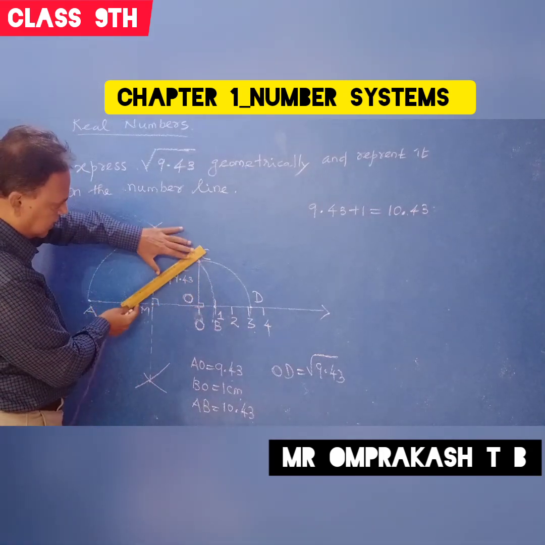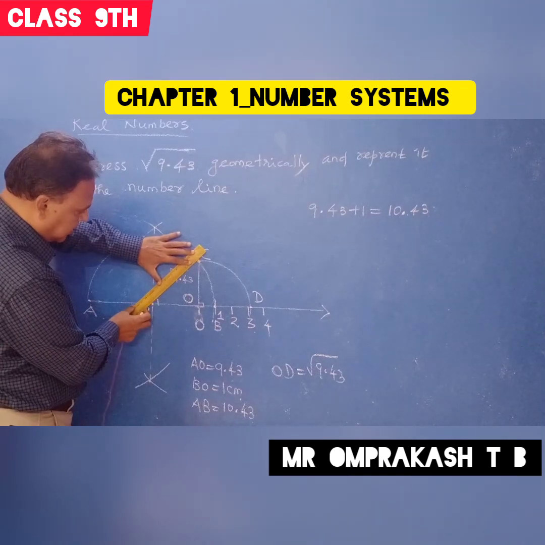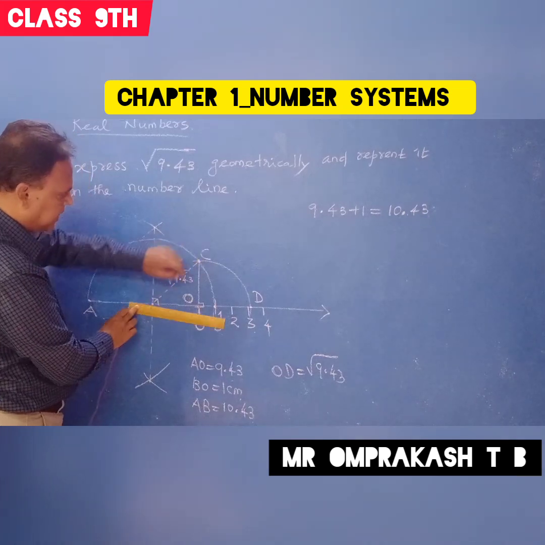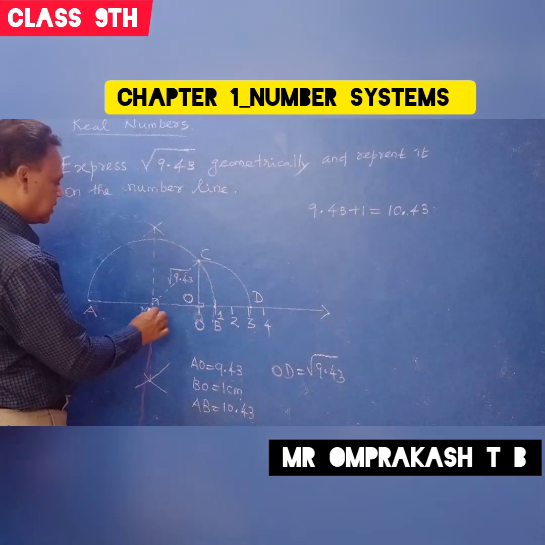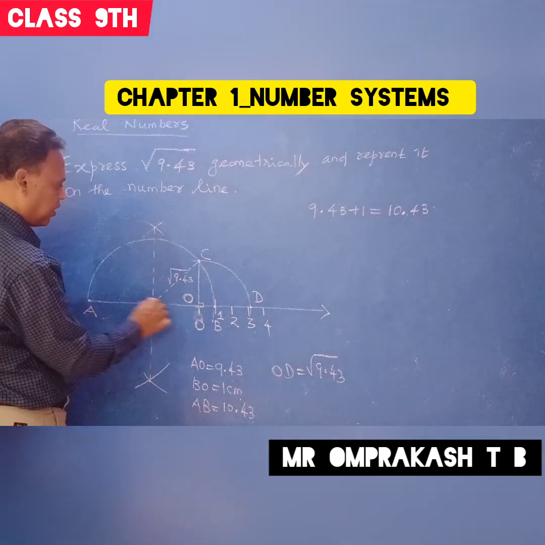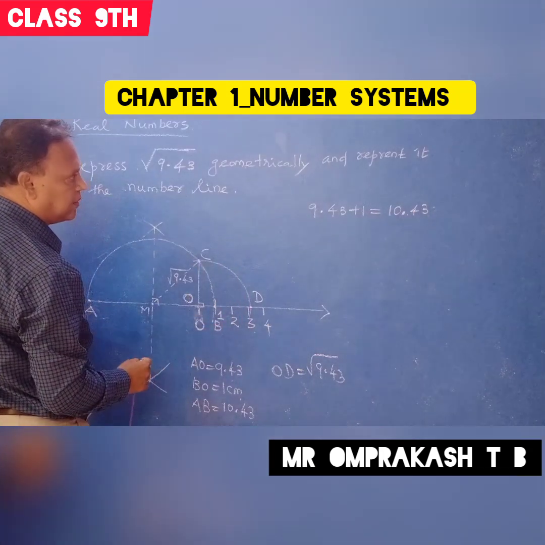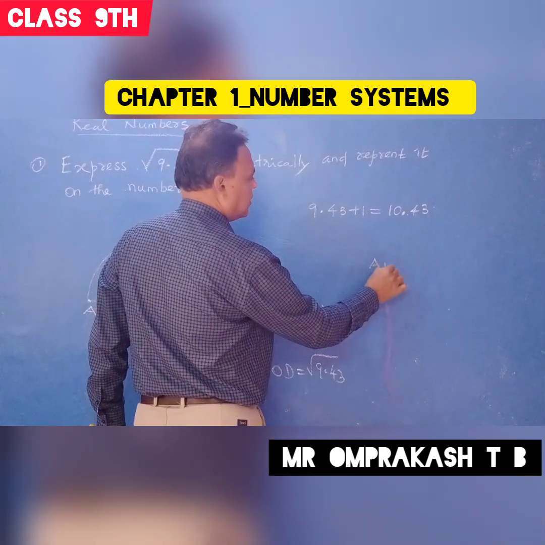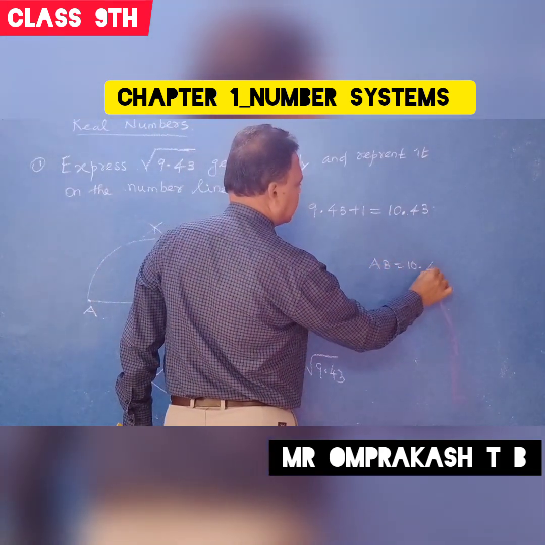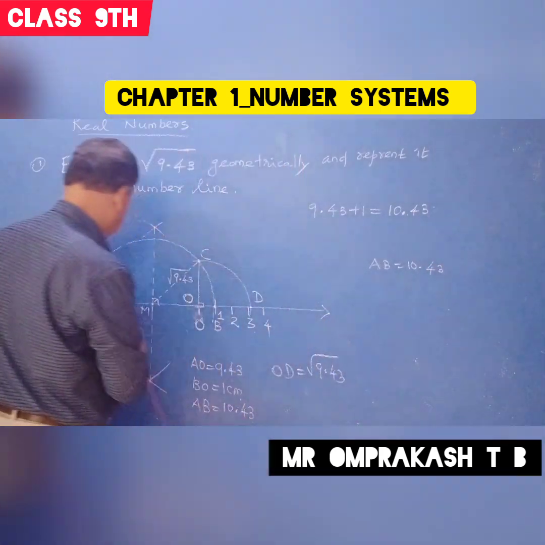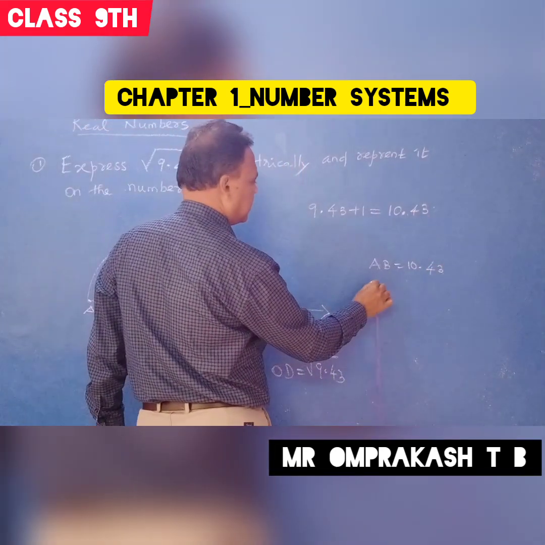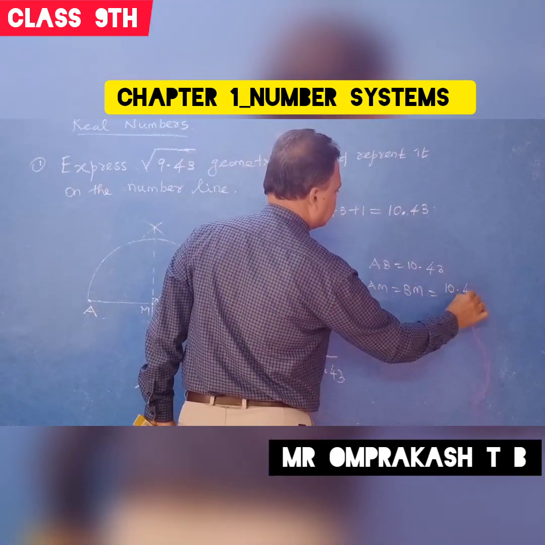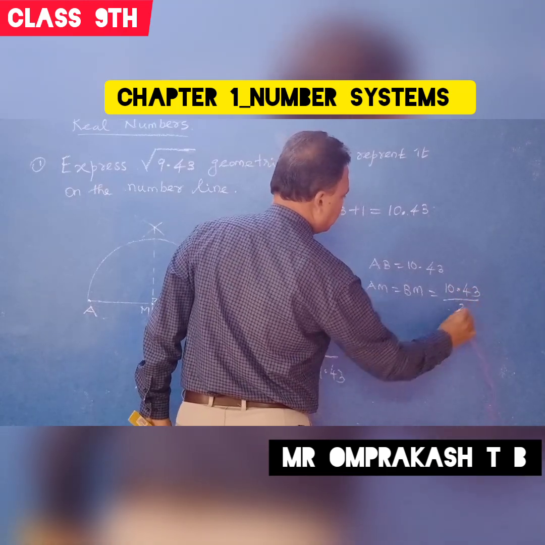So this is the radius. This is the radius, you see. This radius is the full length, 10.43. That is, AB is 10.43. Right? Now, what is AM, equal to BM? It is AB divided by 2. Divided by 2, how much will you get?